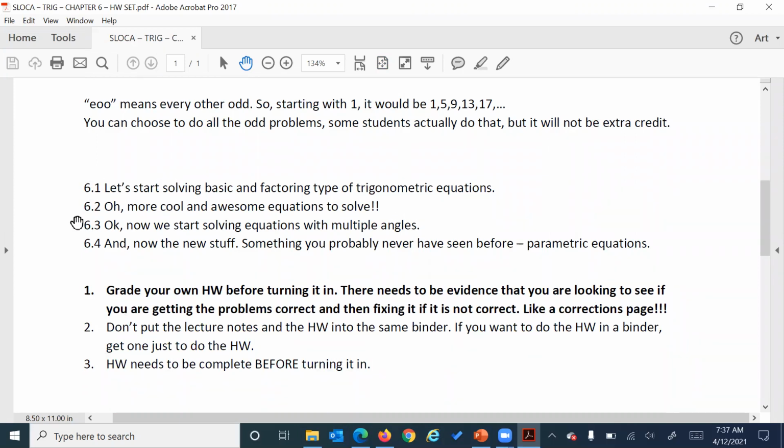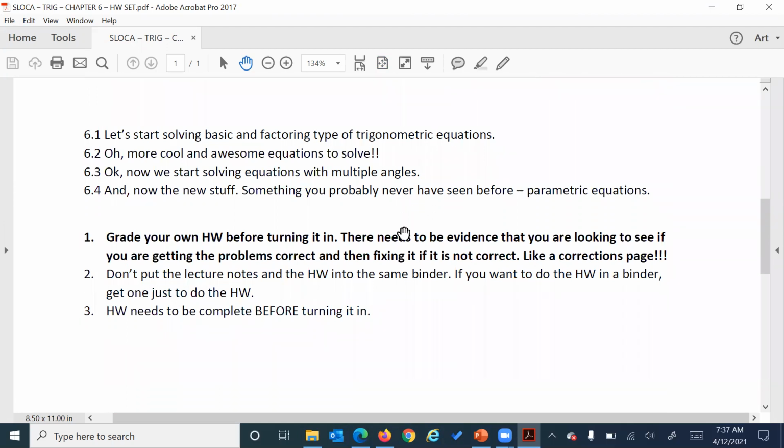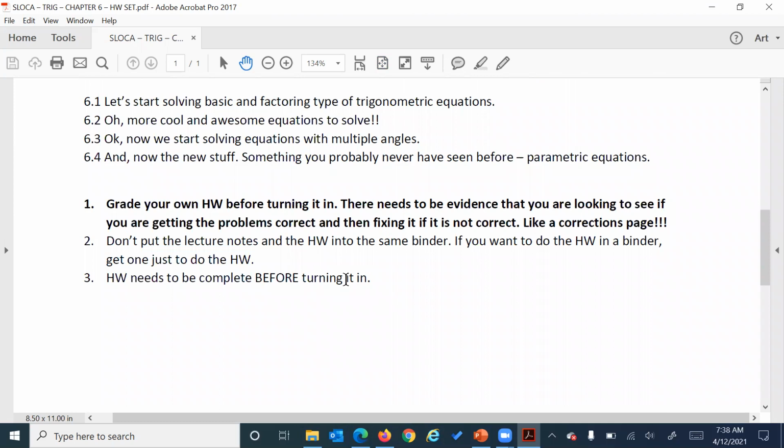6.1, basic stuff. 6.2, more cool and awesome equations to solve. And then 6.3, we have something called multiple angles to solve. And that's it. Those are the basic fundamentals there. And then something called parametric equations. Each author, when they write a textbook on trig, has to stick it somewhere. So your author decided to stick it at the end of chapter 6. We're good. It's just one section. It's a new little thing to think about, and it's different how we think about equations. They're called parametric equations. Okay, anyways, we good there?